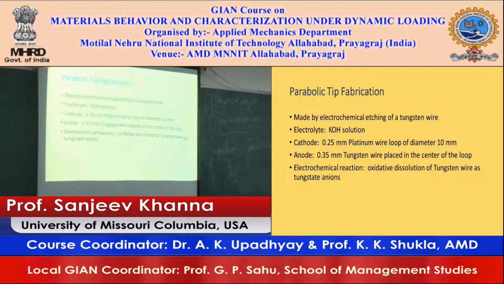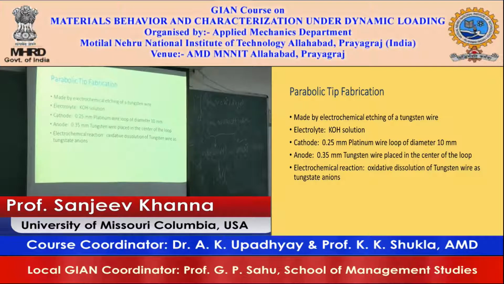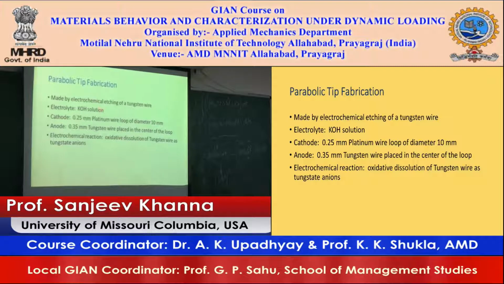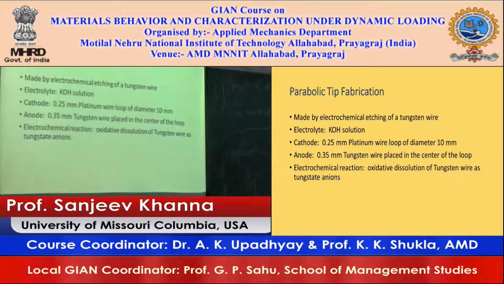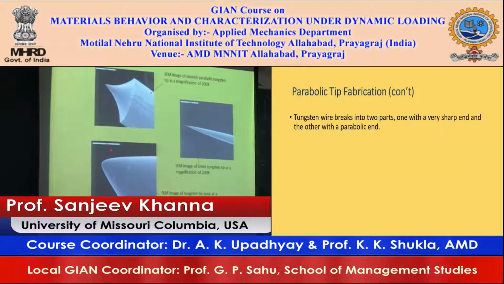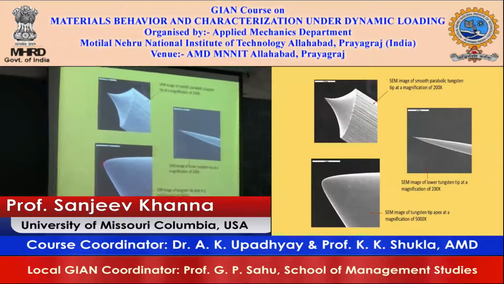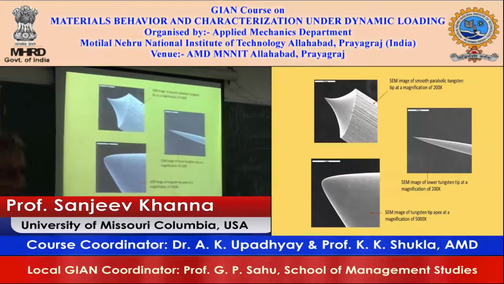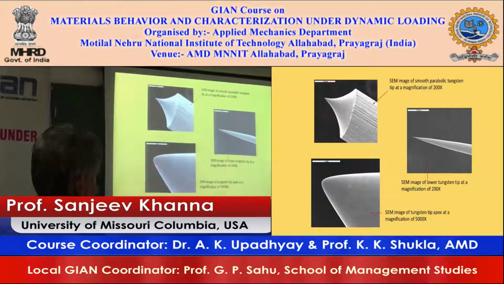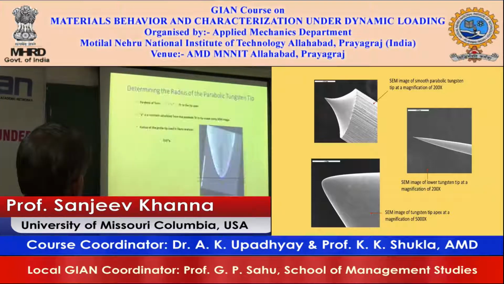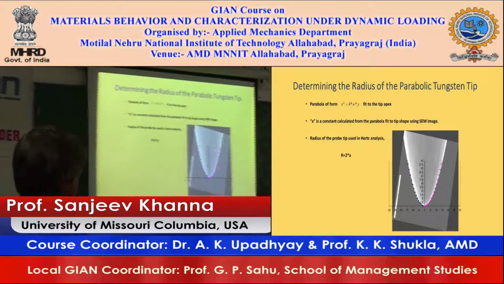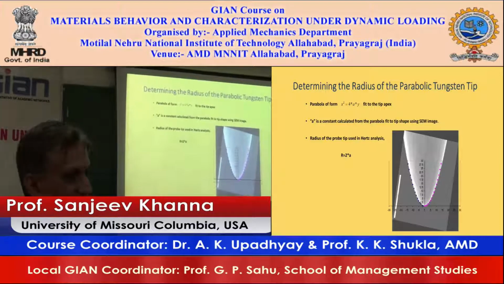Then we went to this parabolic tip. This is also made by electrochemical etching of the wire. This is the process given here. And this is how the tip looks. It's a parabola, okay? So it's a parabolic tip. And this is at 5,000 magnification. Then we can actually put points here and come up with the equation of the parabola if you want.